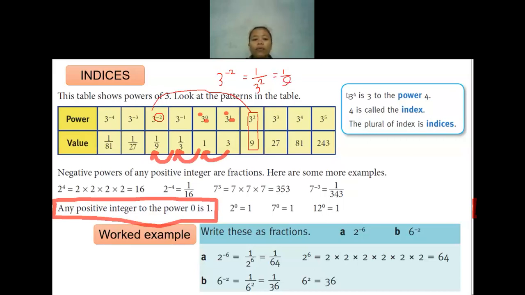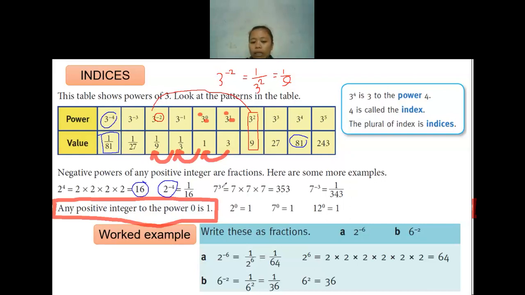If it is 3 to the power of negative 4, we find 3 to the power of 4, which is 81. 3 to the power of negative 4 will be 1 per 81. So when the power is negative, just make it 1 per the number with the positive power. For example, 2 to the power of 4 is 16, so 2 to the power of negative 4 will be 1 per 16.